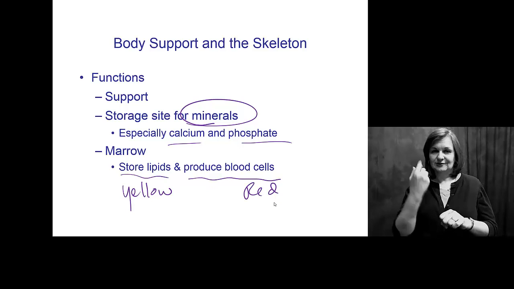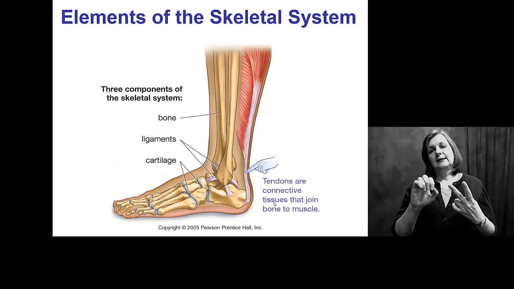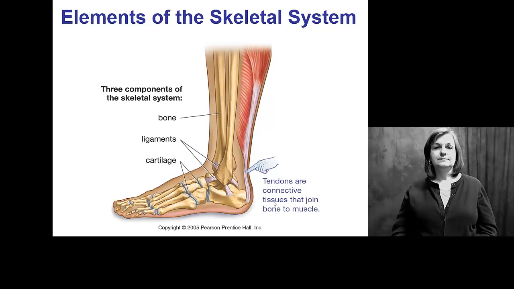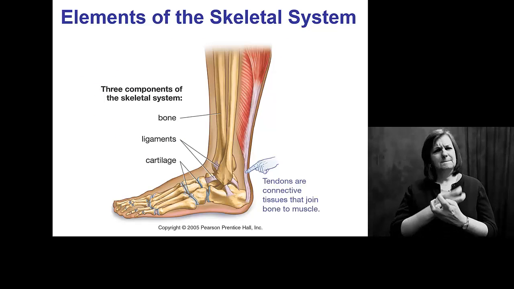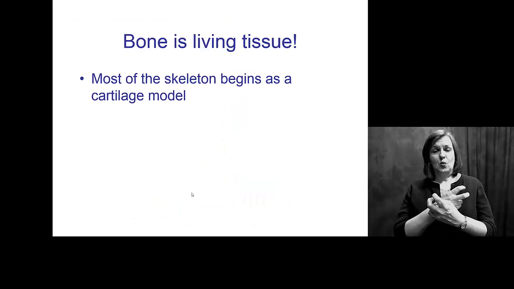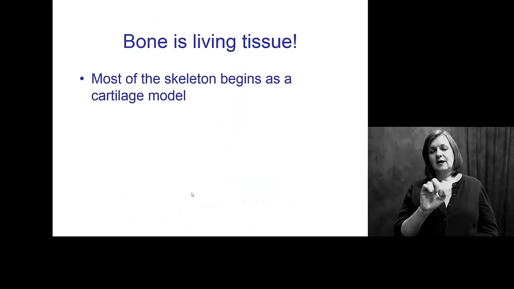So we have yellow marrow that's going to be associated with lipids and red marrow that's going to be associated with the blood cells. So in your system, we have to keep in mind that it's not just bones that make up your skeleton, but bones and ligaments and tendons and all of these cartilage points that we're going to have to keep in mind too. The other thing that folks often forget is that bone is still alive.